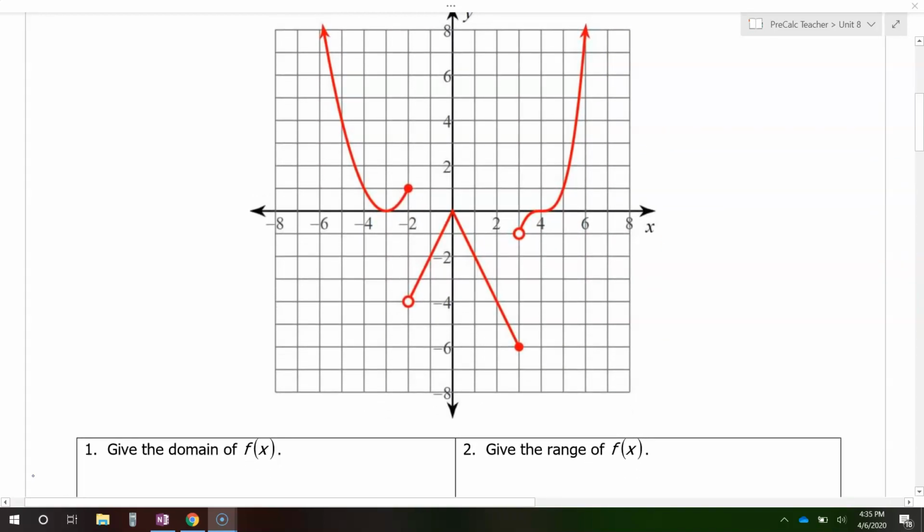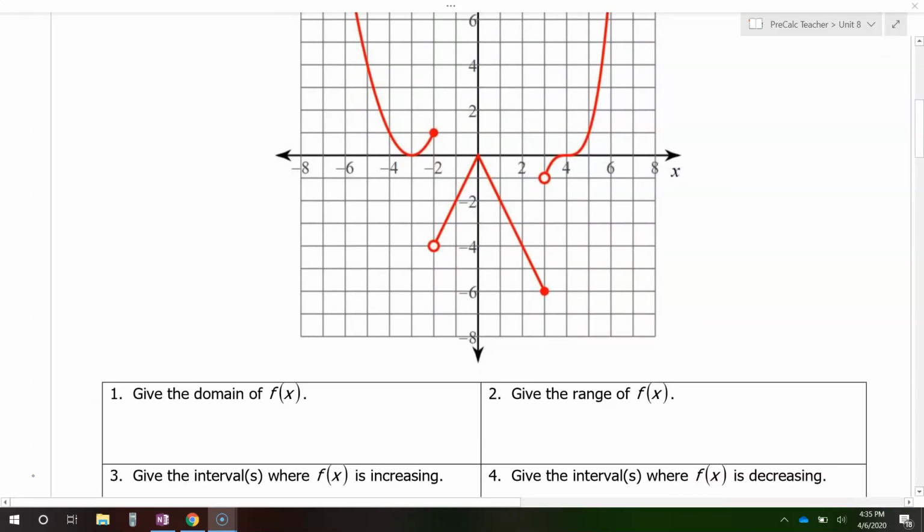Of course, you know that the domain is the x values. It's the set of x values of this function. So we need to basically list in some way all of the x values that are included in this graph. Let's start with the first piece as we go from left to right. We have this little piece of a parabola here. This part goes from negative infinity to negative 2.